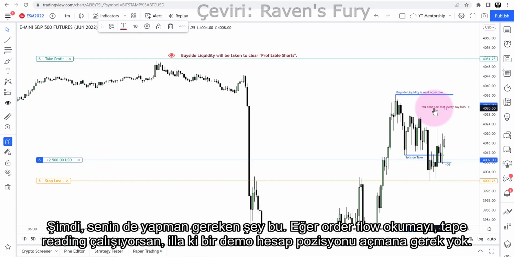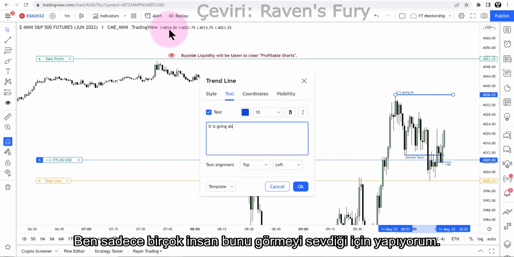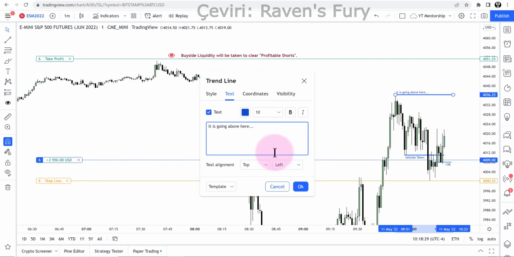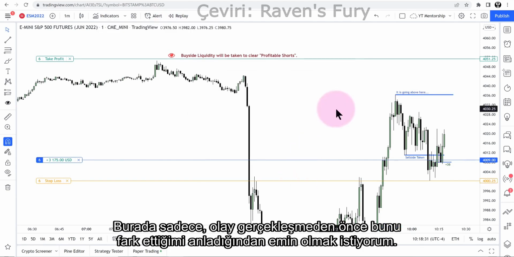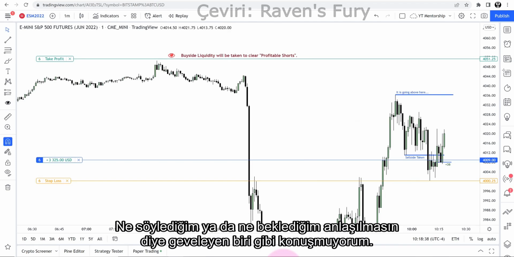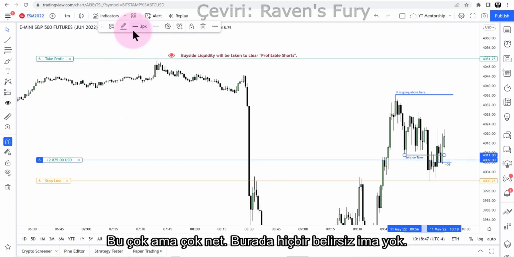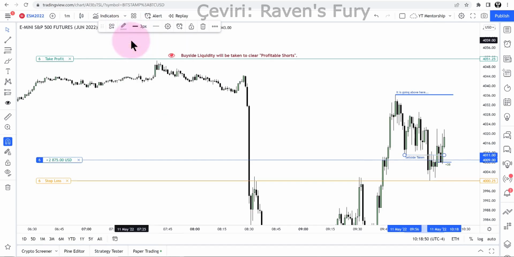Now, this is what you want to do also if you're practicing reading order flow, tape reading. You don't have to necessarily put a demo account position on. I'm doing it just simply because a lot of people like to see it. This is me just making sure you understand that I see this before it happens. Not speaking in waffleese where it's hard to tell what I'm saying, what I'm expecting. It's very, very specific. Nothing ambiguous is being hinted at in here.